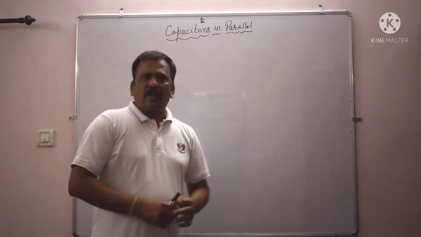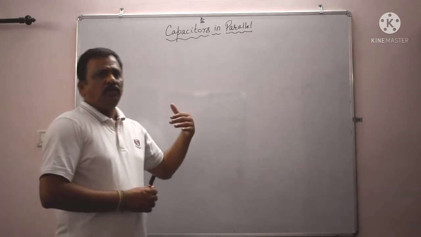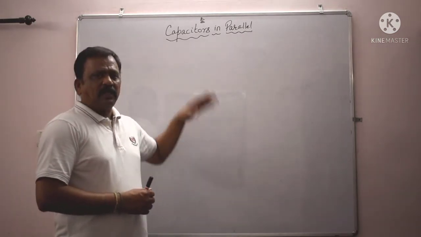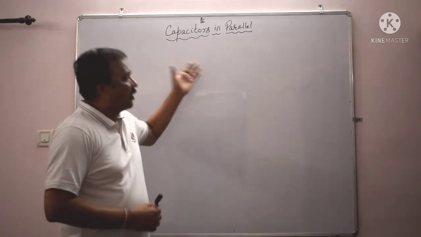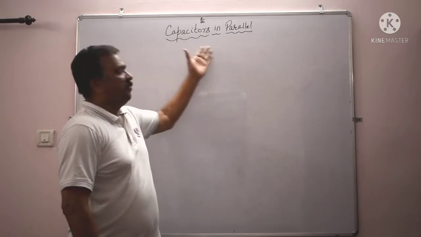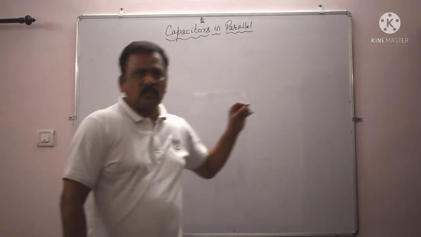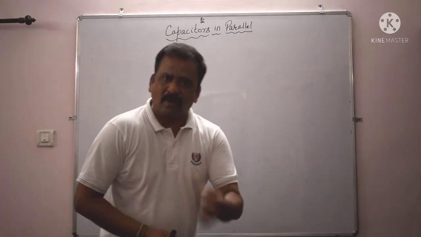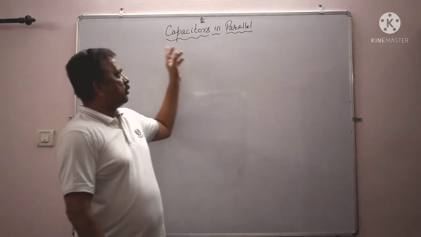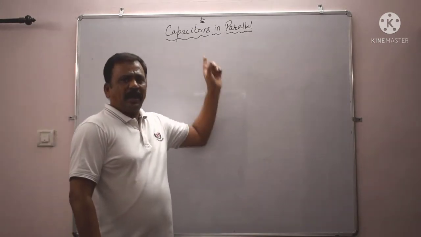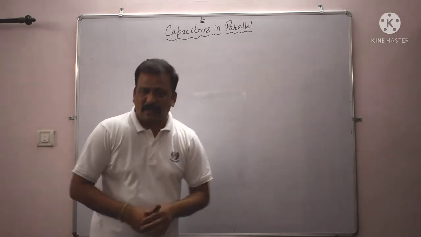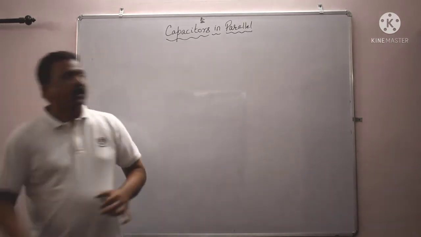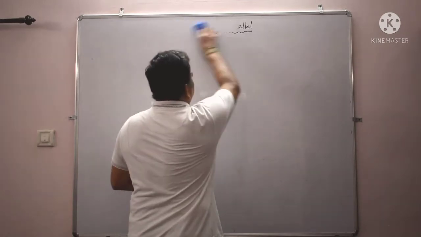In our earlier class we saw how to find the total capacitance when capacitors are connected in series. Now in this class we will be discussing how to find the total capacitance when capacitors are connected in parallel. So derive an expression to find the total or net or effective or resultant capacitance when capacitors are connected in parallel. Now let me consider 3 capacitors.